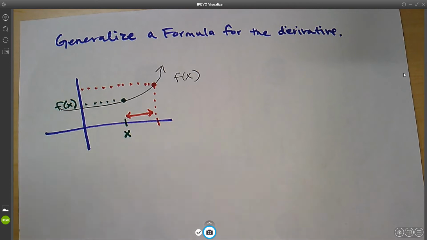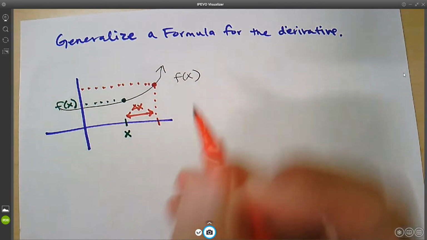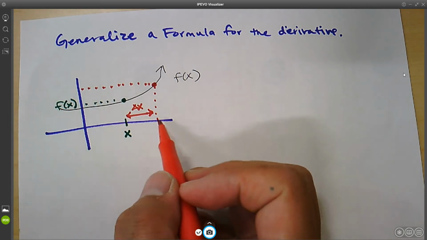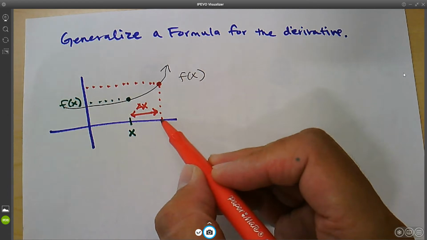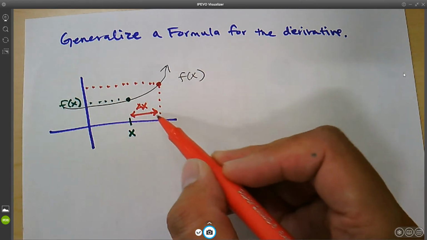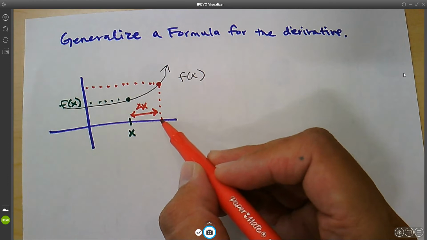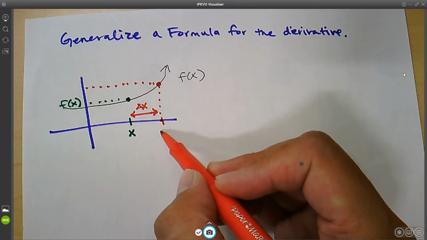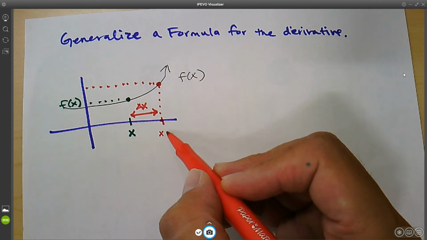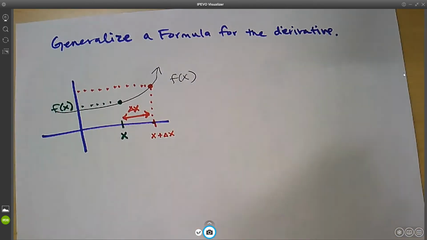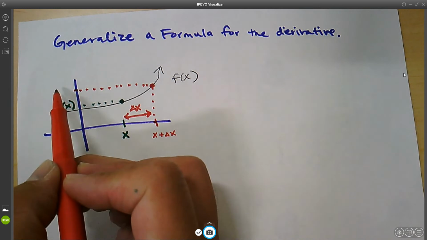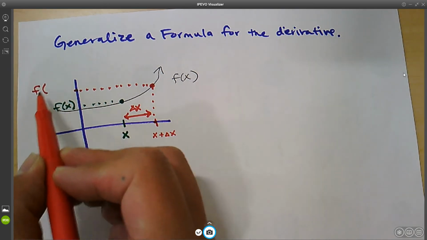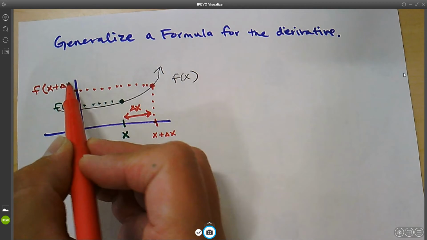Delta x. So we'll say the difference between this point x and this other spot is delta x. It's a change. Let's see if you guys can also come up with this. If that's x and that difference is delta x, this value would be called x plus delta x. That's how far it is from that. Then if that's x plus delta x, this up here would be what? f of x plus delta x.